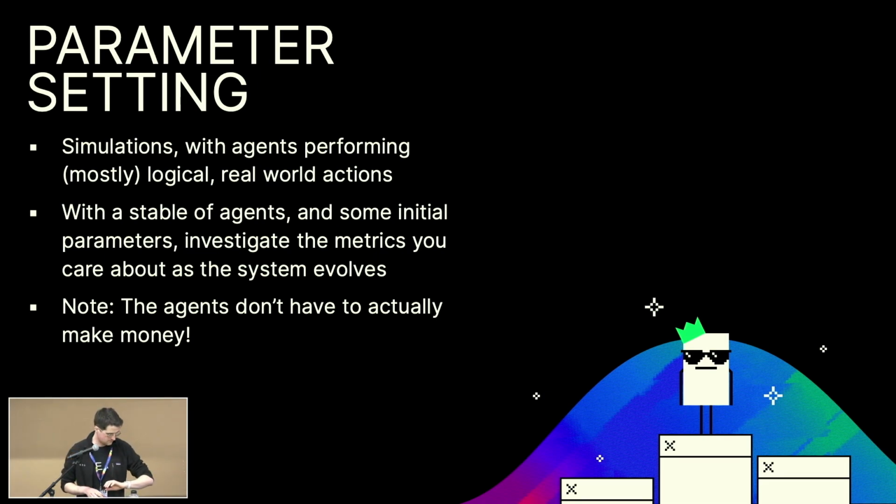So, well, we've got some time left. How are we actually using these to inform the development of Vega Protocol and improve it and make it more robust? One of our key things is in parameter setting. This is choosing good values for the inputs that I mentioned earlier.